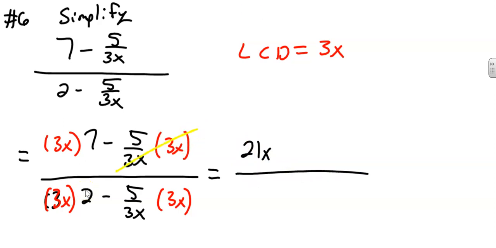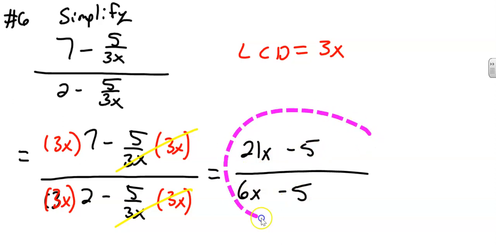Those two cancel out, and that's what we wanted because we want that fraction gone. You're left with a minus 5. Same thing on the bottom. 3x times 2 is 6x. Those 3x's cancel each other out and leaves you with a minus 5. And there's nothing you can do to factor with 21 and 5. They don't have any numbers in common. Same thing with 6 and 5. There's no numbers in common. So that would be your answer that's in simplest form.